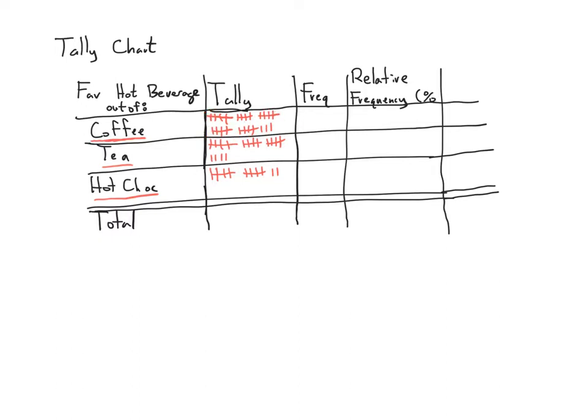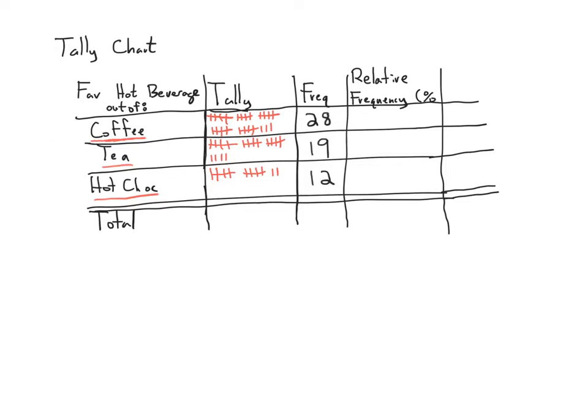So how many of my students like coffee the best? So that's 5, 10, 15, 20, 25, 28. So I'll write 28 here as the frequency. That's how many students are in that category. T, if I count T, I get 5, 10, 15, 19. So let's say 19 students like tea the best, and 12 students like hot chocolate.